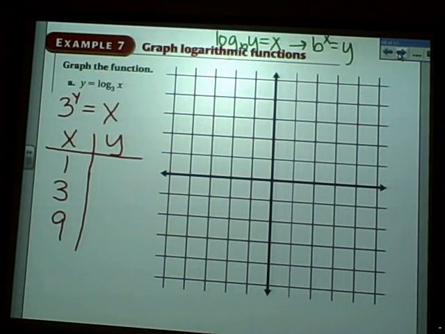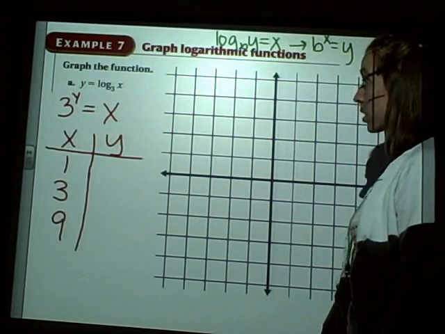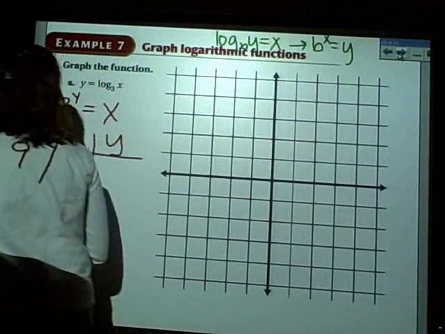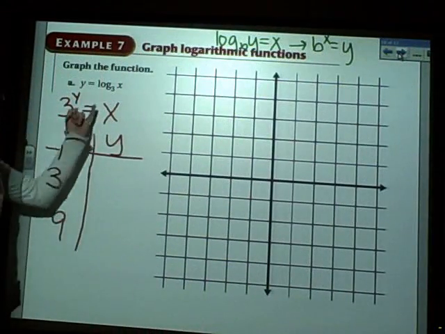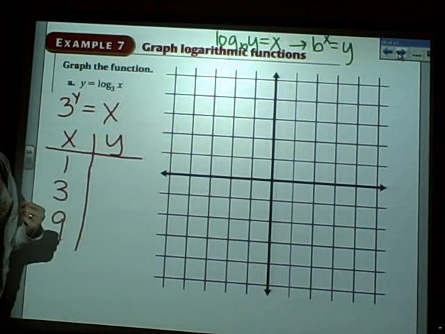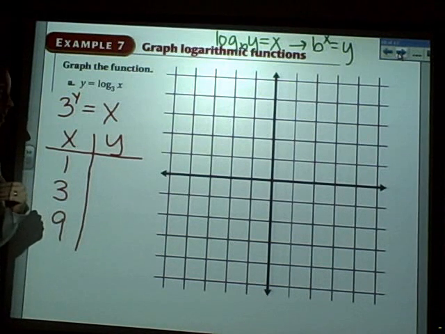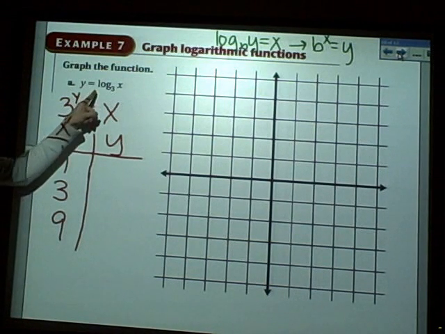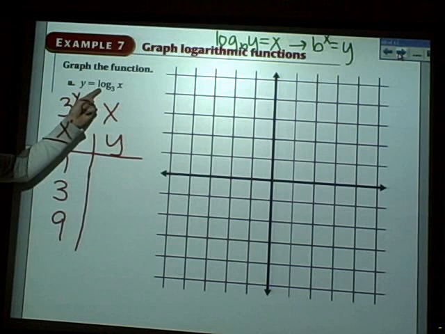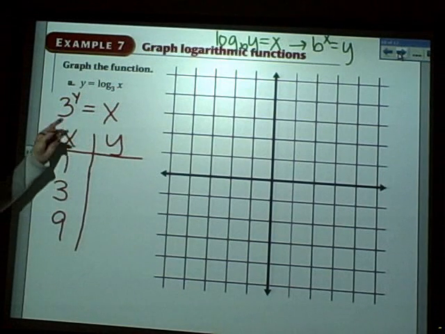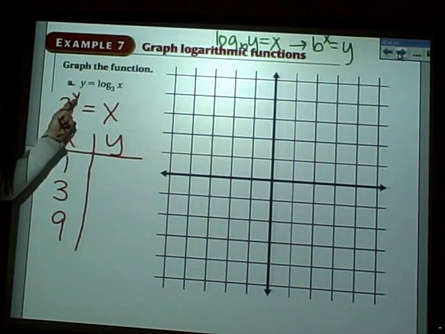Okay, so now I want to graph a logarithmic function. Because this one's a little bit tricky, it's got a base of 3, I can't just enter it into my calculator, unfortunately, but we can still make a table of values. We're actually going to rewrite the log base 3 of x into 3 to the y equals x.